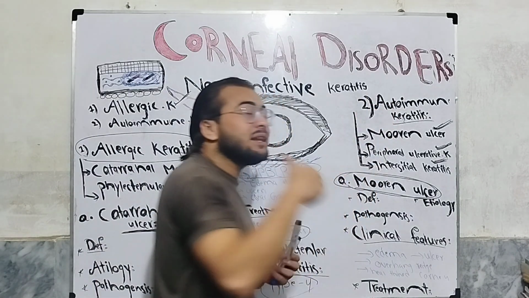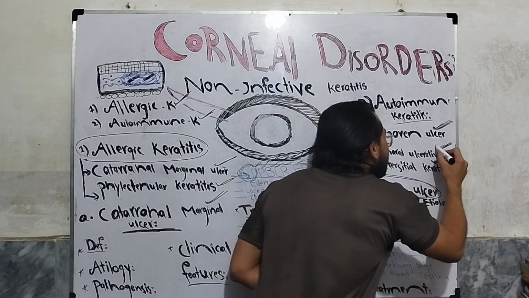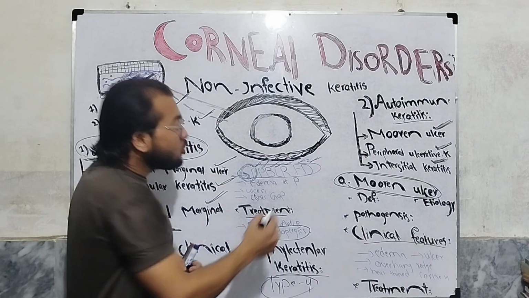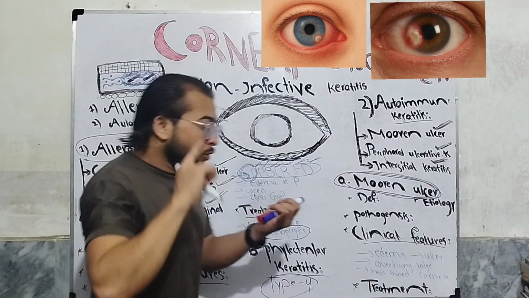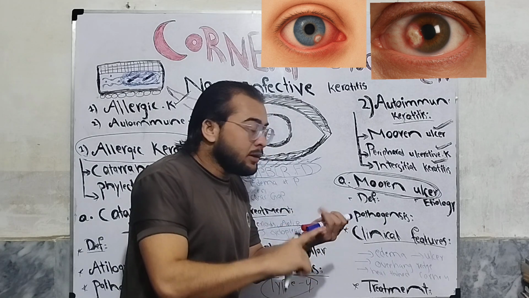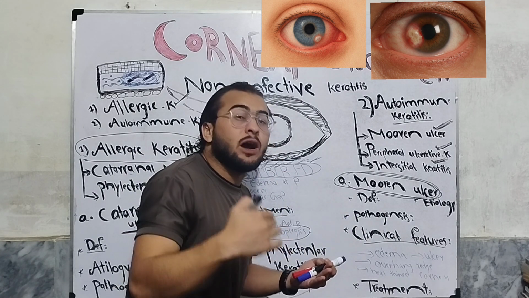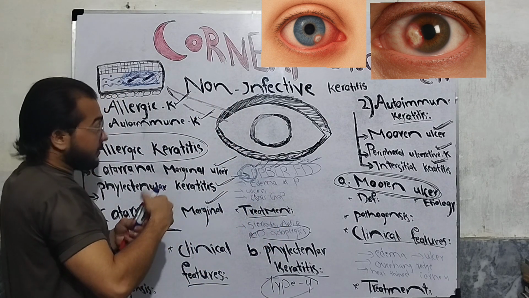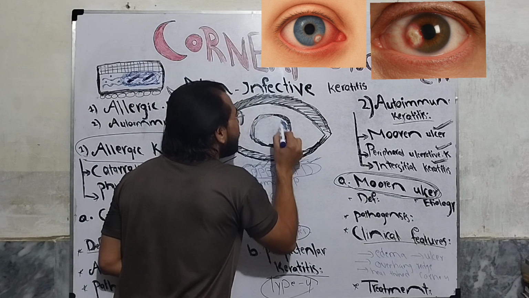Okay, we have mainly three subtypes. We have the Mooren ulcer, we have the peripheral ulcerative keratitis, and interstitial keratitis. Okay, so what is Mooren ulcer? Mooren ulcer is a chronic, painful, progressive peripheral corneal ulcer due to an autoimmune condition. Okay, so it is like a catarrhal marginal ulcer. It is a peripheral corneal ulcer, but it is chronic and very painful.